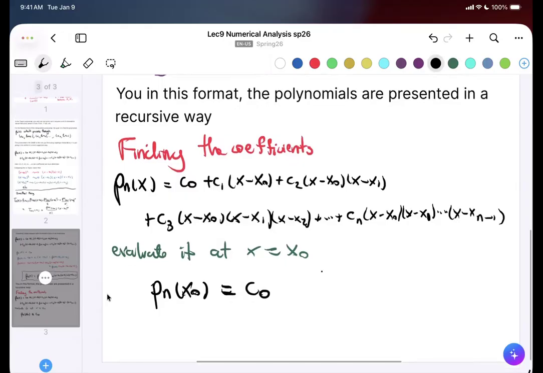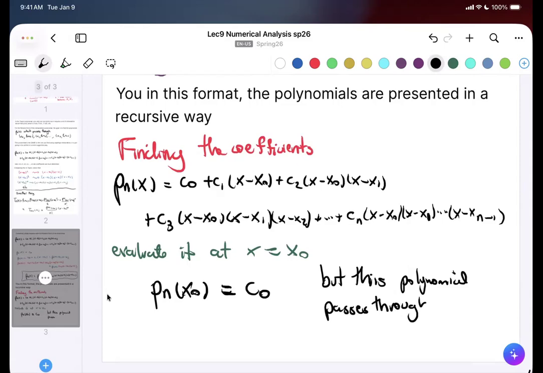But what is y0? Because we're thinking that this comes from sampling, y0 is just f of x0, because there's an underlying function where this comes from. So basically, the value of the polynomial should be f of x0, because this is an interpolation polynomial. Remember, that means it is supposed to pass through all those points that you were given. So essentially, the formula for C0 is just f of x0.